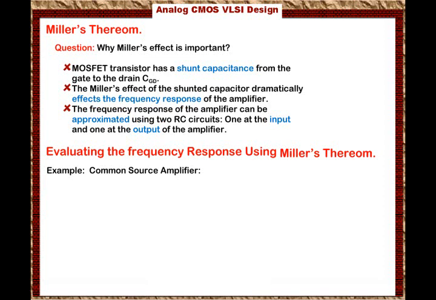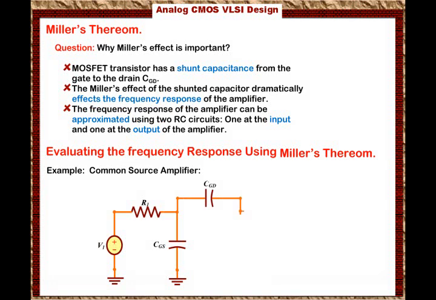So let's look at the small signal model one more time for the common source amplifier. We have V1 connected in series with R1. This is basically the input Thevenin equivalent of the previous stage. And then we are connecting this to a capacitance from the gate to the source. We're going to call it CGS. And then we have another capacitance from the gate to the drain. We're going to call it CGD.